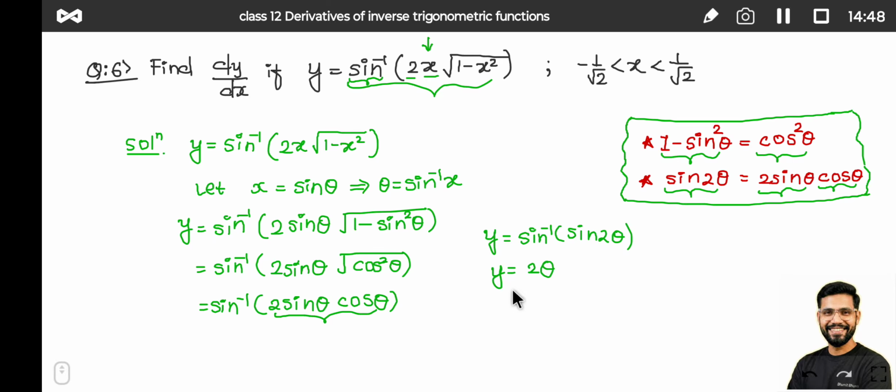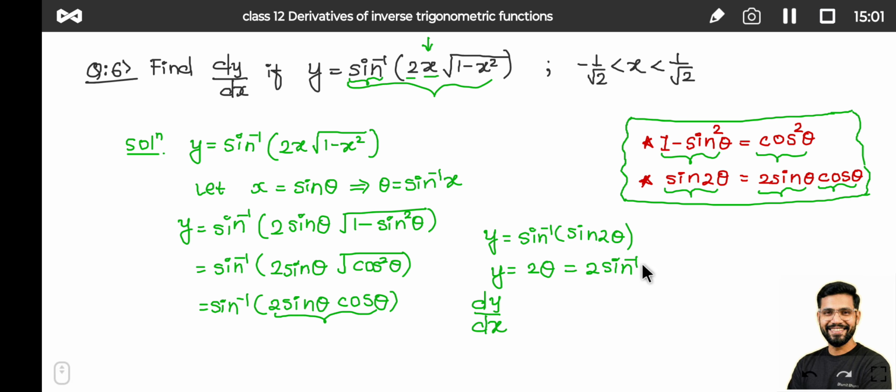So if we take the derivative with respect to x on both the sides, derivative of y, which is dy by dx. Before that, we have to replace the value of theta, which is 2 into sin inverse of x. So 2 as it is, and derivative of sin inverse of x, which is 1 upon square root of 1 minus x square. So our final answer is 2 upon square root of 1 minus x square.